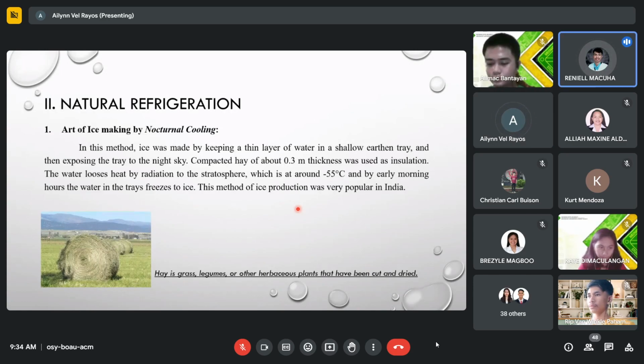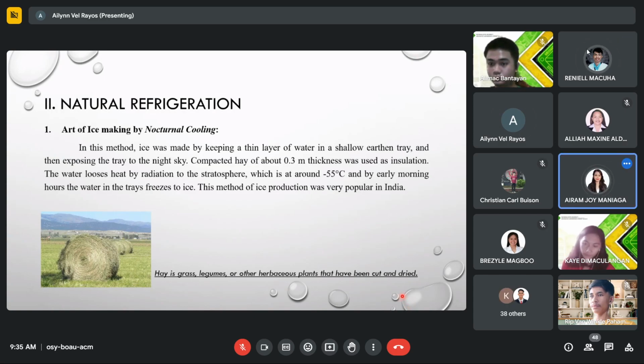Art of ice making by nocturnal cooling. In this method, ice was made by keeping a thin layer of water in a shallow earthen tray and then exposing the tray to the night sky. Compacted hay of about 0.3 meter thickness was used as insulation. The water loses heat by radiation to the stratosphere, which is at around negative 55 degrees Celsius. And by early morning, the water in the trays freezes to ice. This method was popular in India.